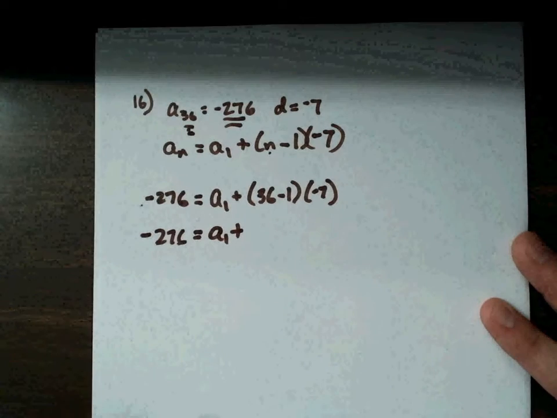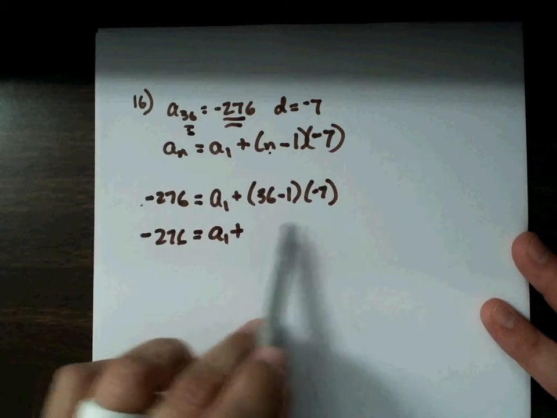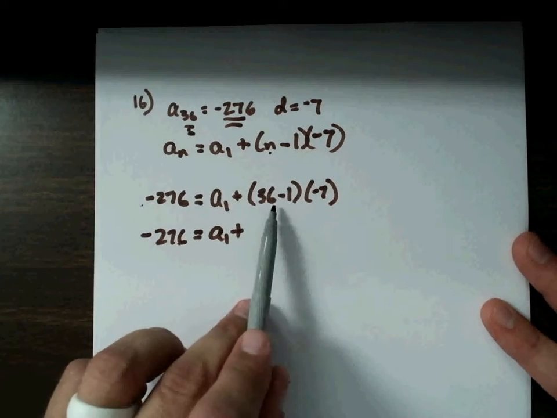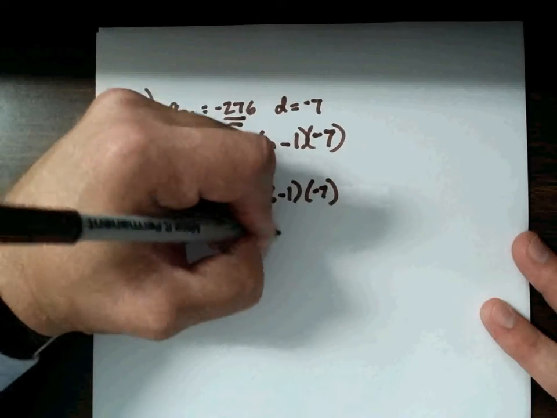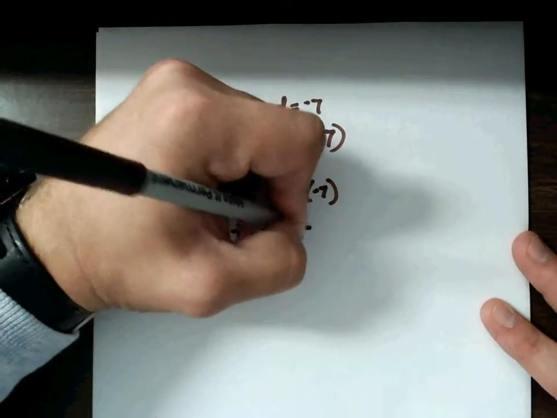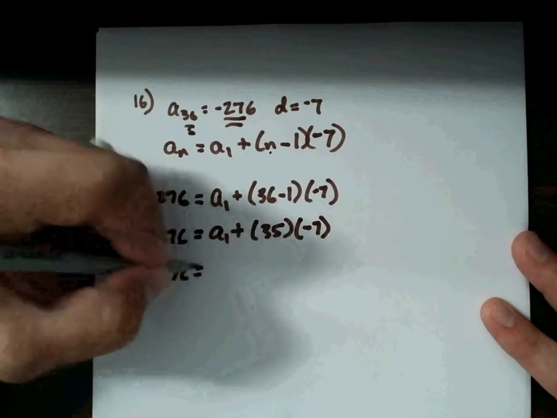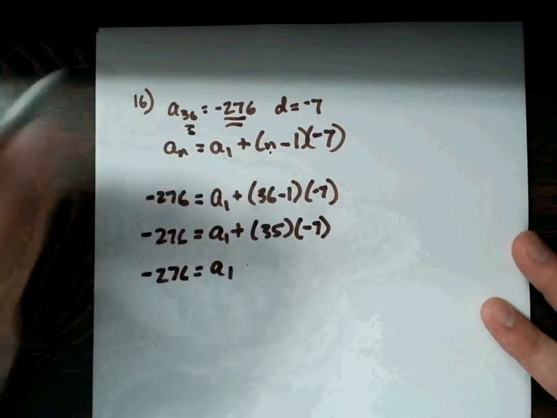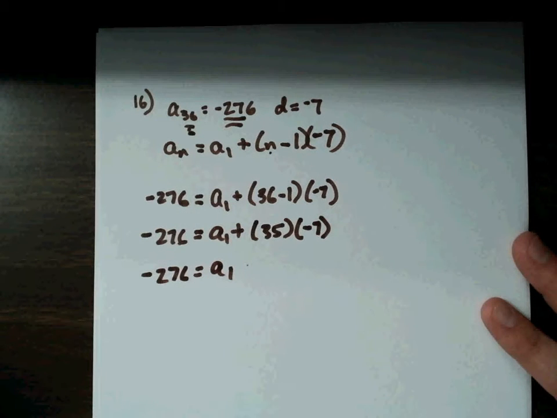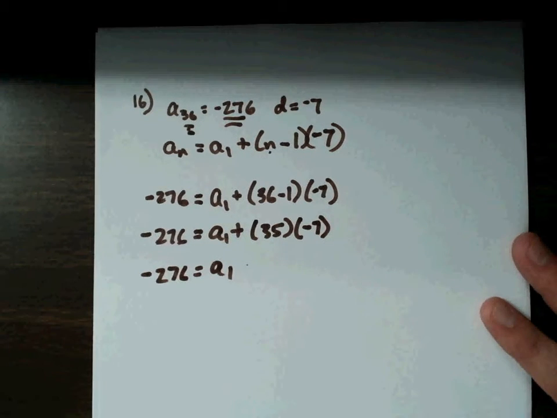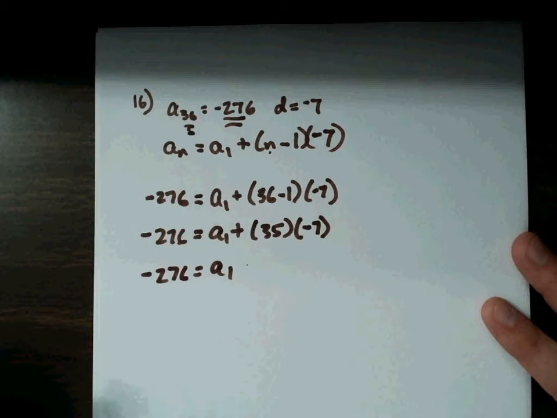Okay, we're going to simplify. Simplifying the expression here first, so therefore I do the parentheses. That's going to give me 35 times -7. What is 35 times -7? Negative something. You are correct. You do 35 times -7. What is it?